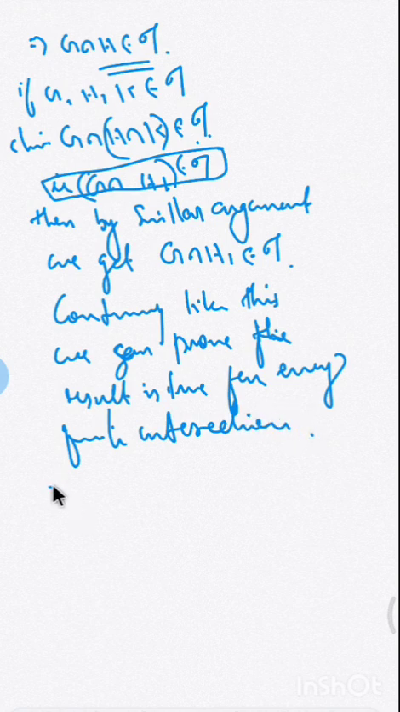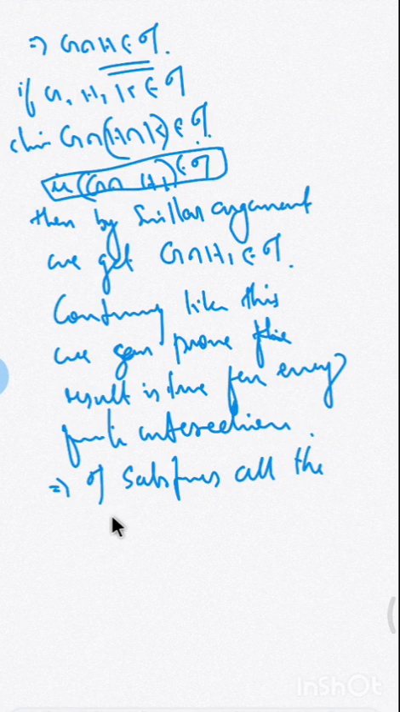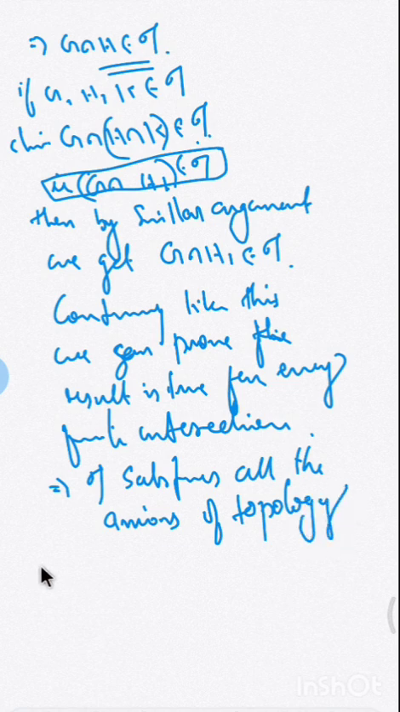Okay, therefore tau satisfies all the properties of a topology. Tau satisfies all the conditions, all the axioms of a topology. Therefore, the statement that there exists a topology is true. Therefore, we can say that 3 implies 1 is true. So, we proved all the implications among 1, 2, 3, so the given statements are equivalent.